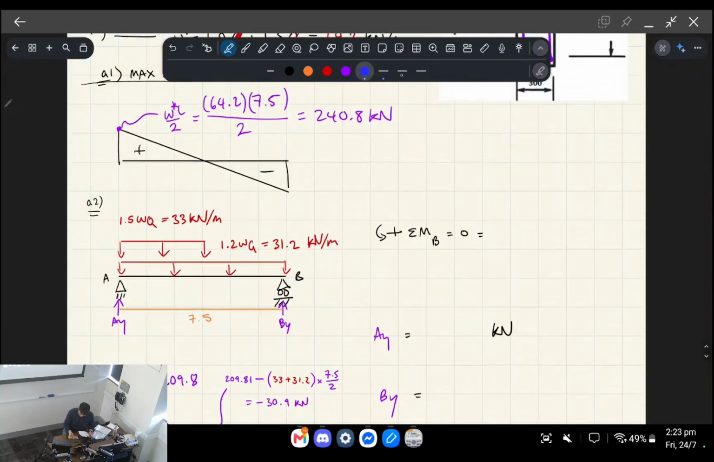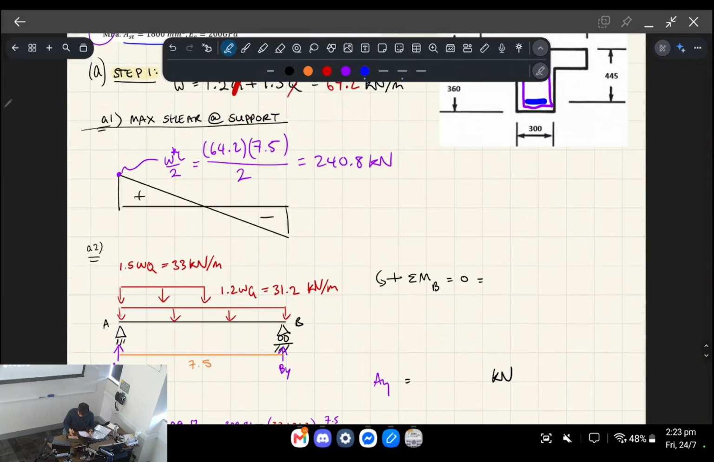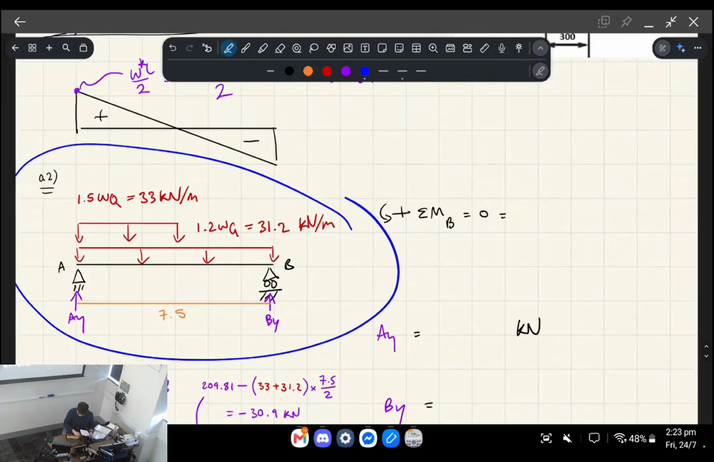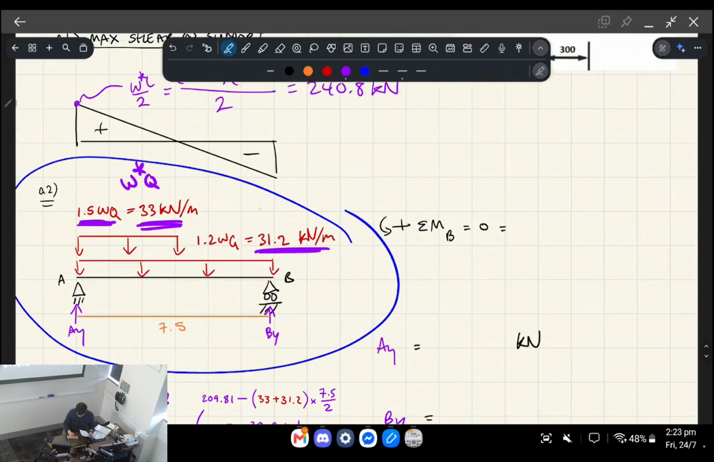All right, the next thing is we now are going to consider a beam where only half of it is live loaded. So we're multiplying WQ by 1.5 in order to turn it into a factored live load, so that's W star Q. And similarly with WG, we're finding W star G by multiplying it by 1.2.